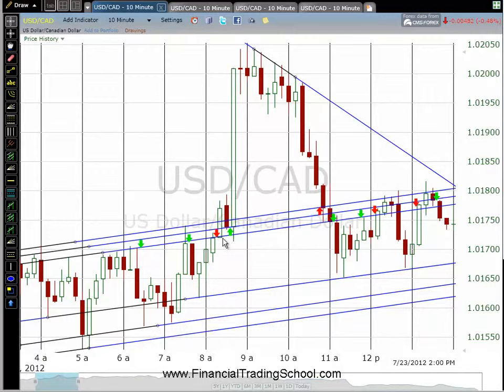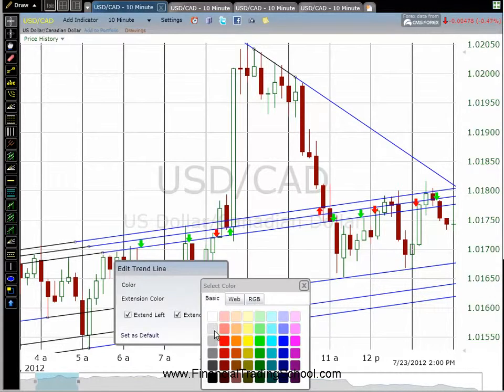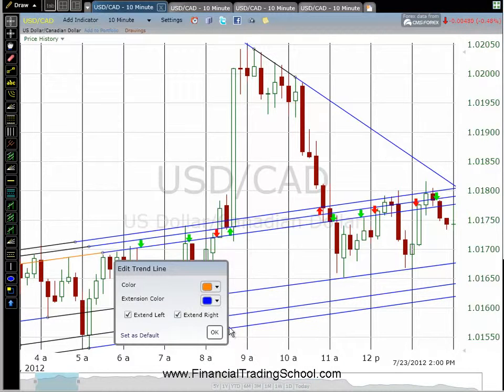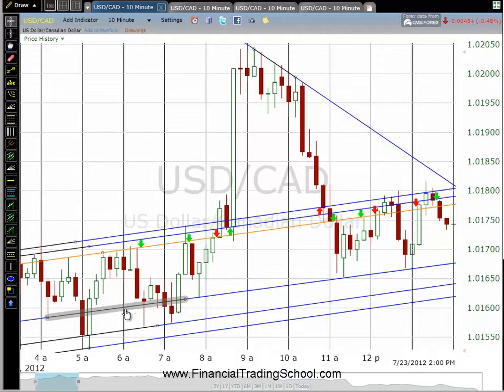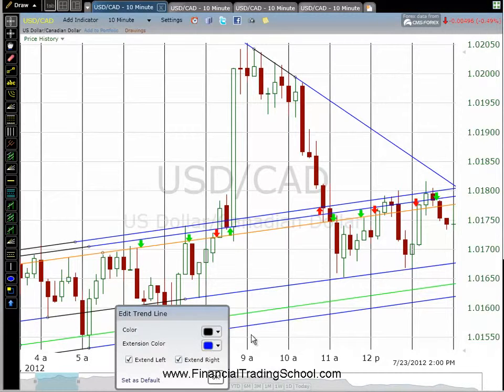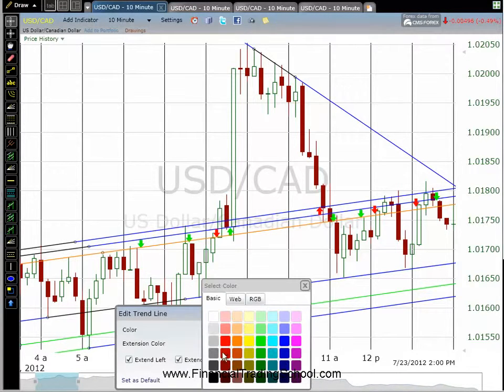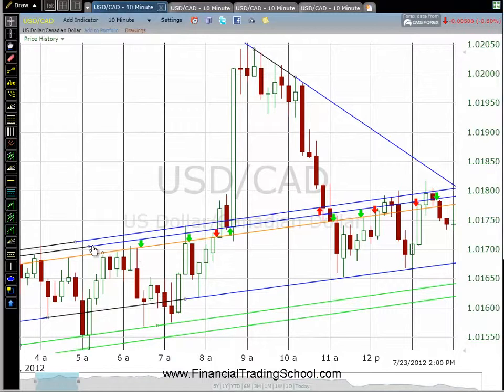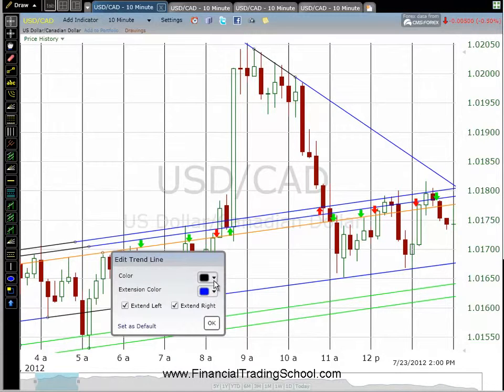So at this point I'm going to change the color of this one to orange, just so that we know it's an orange line. We don't want to place that one. This one, kind of okay. This is kind of okay. These ones, we're just going to change them to green, just so that it's easier to remember. Green, green again, and the top ones we'll place as red.